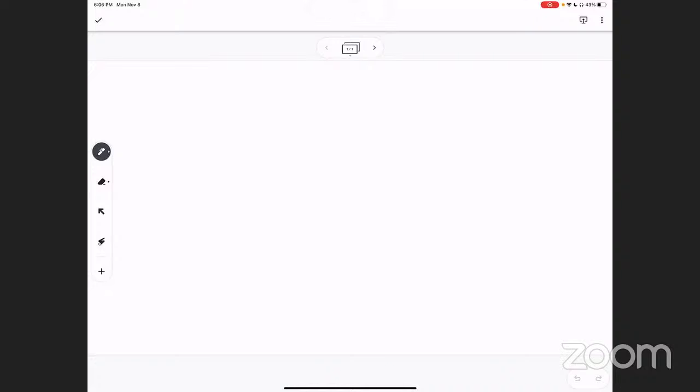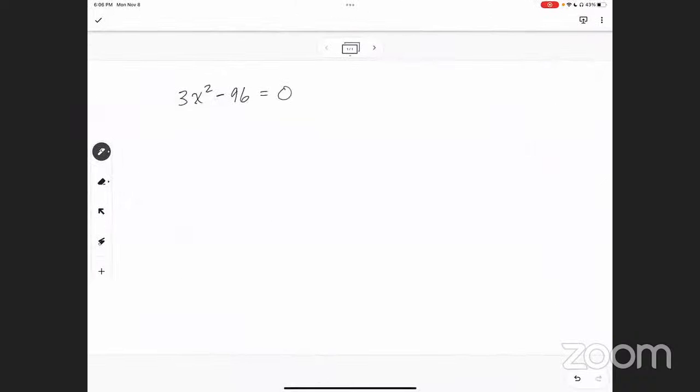It is, which one? I gotta find it. Oh, 3x squared minus 96 equals 0. Okay. So whenever you have something like this, you're right, this is a square root property. Notice it's kind of like a linear equation. All you have to do is isolate the variable, isolate your x.